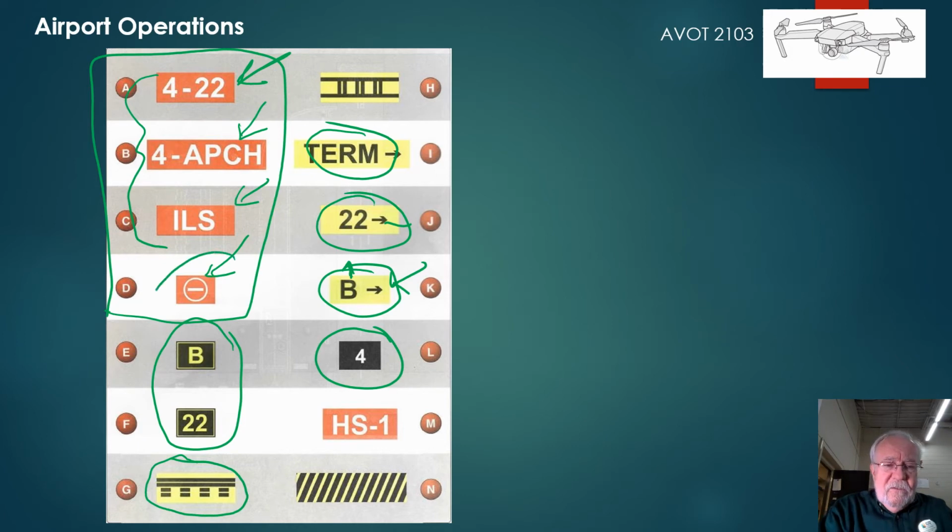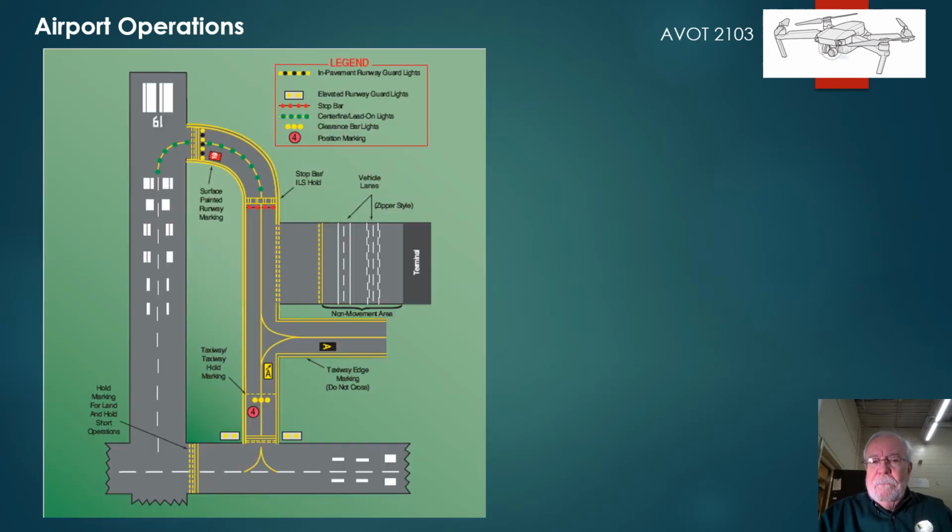Especially this one and this one. And we're going to, like I said, cover this in a second. And maybe some of those. Here's some taxiway lines are yellow. These are all taxiways in here.